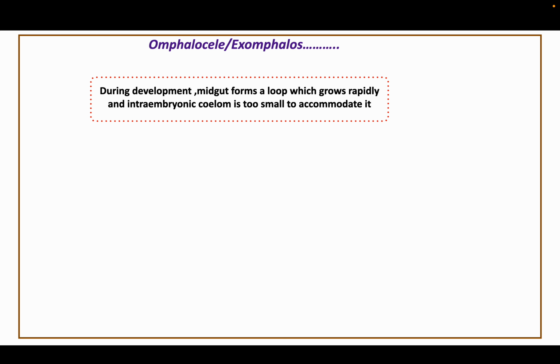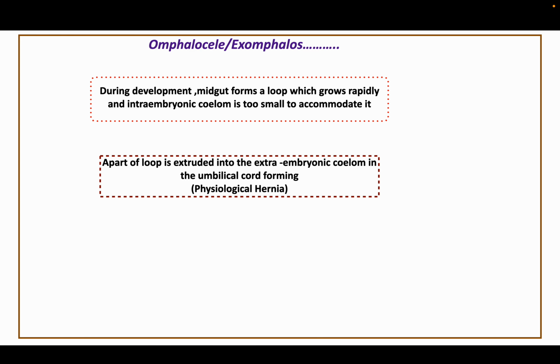During development, the midgut forms a loop which grows rapidly, and the intraembryonic coelom is too small to accommodate it. So this is the developmental process. Initially, the intraembryonic coelom is not accommodating the growing midgut loop. So what is happening next? A part of the loop is extruded into the extraembryonic coelom in the umbilical cord itself, forming the physiological hernia.